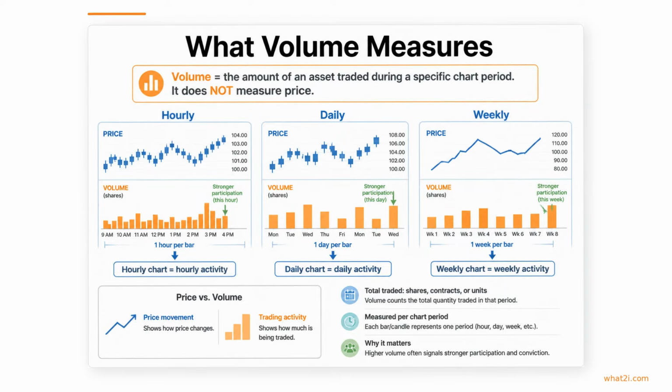On a daily chart, volume shows daily trading activity. On an hourly chart, it shows what happened during each individual hour, which means the same asset can have very different looking volume depending on the chart period.